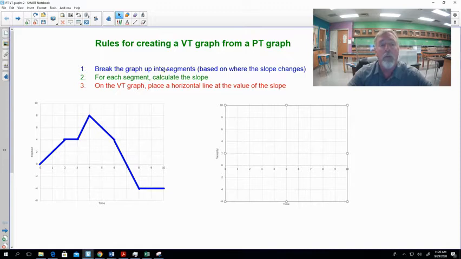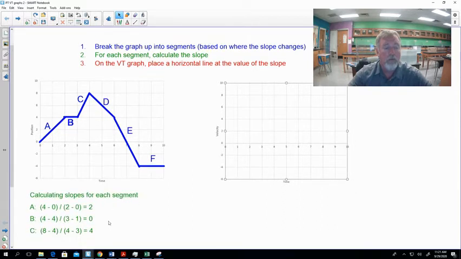First step, I want you to break up the graph into segments, right? How do you know when you have a different segment? You'll see the slope changes. So here's segment A, segment B, segment C, segment D, E, and F. Each time I've got a different letter here, we can see that the slope has changed for that segment. Now we need to calculate the slope, step 2.